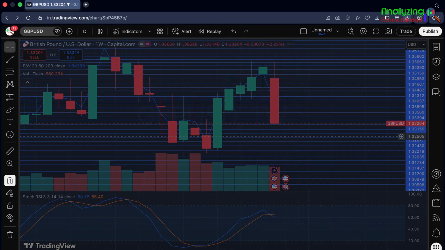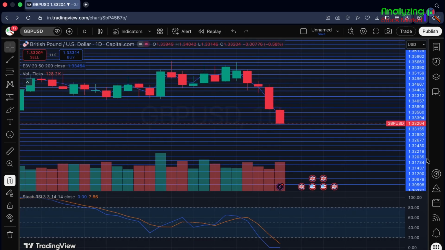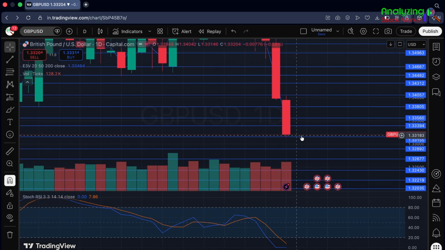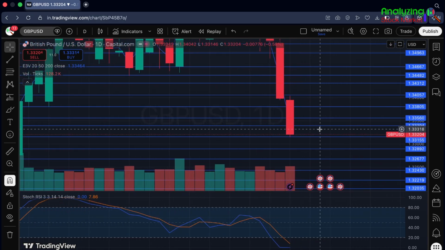So let's open the 1-day chart over here. You can see this is the 1-day chart currently. Some important support zones and resistance zones are already marked, and we don't need to mark any new levels. So let's straight away talk about the closing first.